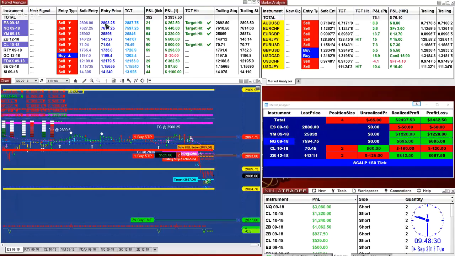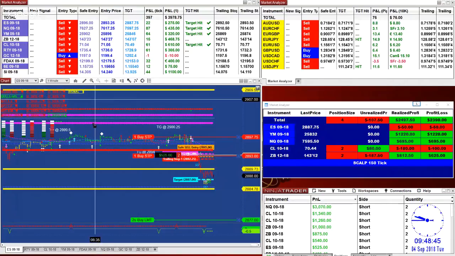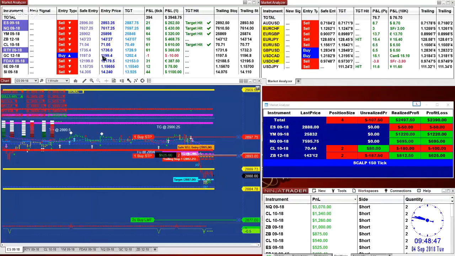As an example, we have an entry on the ES, 2893.25, target 2887.75. On the pullback re-entry it is 2896. It is all done automatically. You don't have to do anything. Right now at the bottom of the chart is connected, the same system.